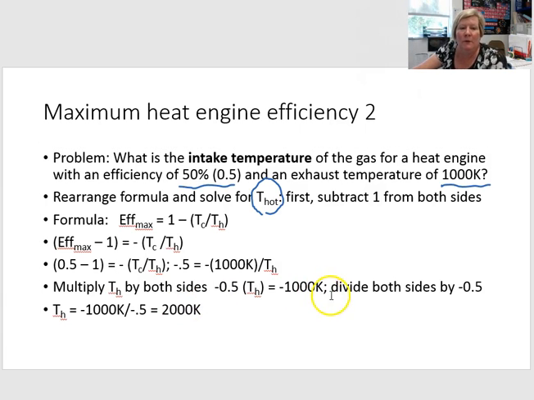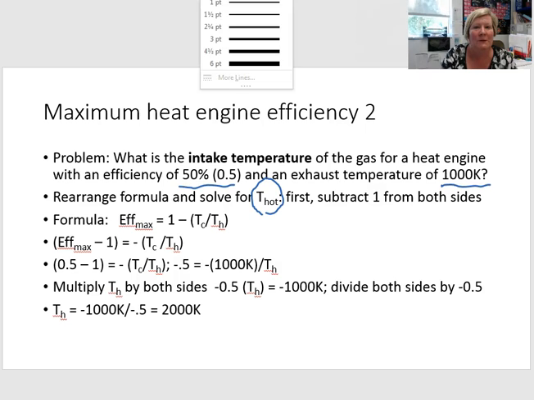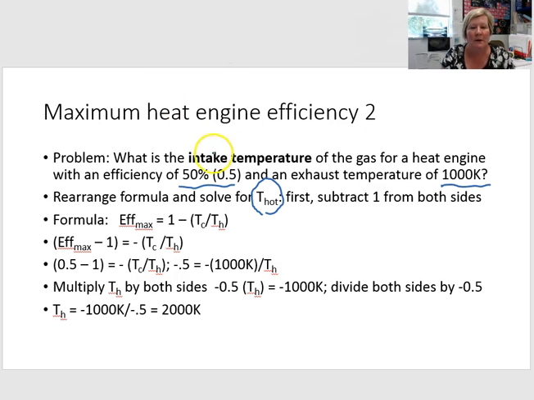Let's finish off with a little more challenging heat engine efficiency problem. In this case, we have an intake temperature of a gas for a heat engine with an efficiency of 0.5 and an exhaust temperature of 1,000 degrees. They are asking what the intake temperature is. That's what they want us to calculate. So this is a little more challenging. And so we're going to first of all have to rearrange our formula to solve ultimately for T hot.